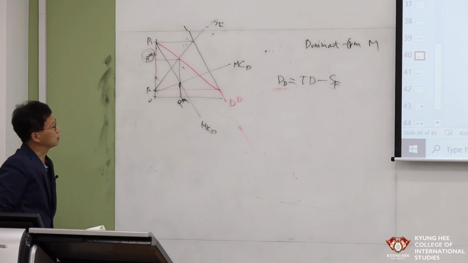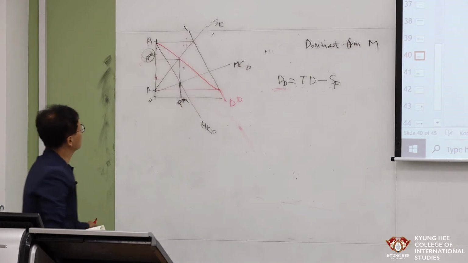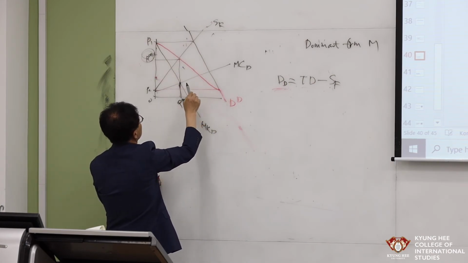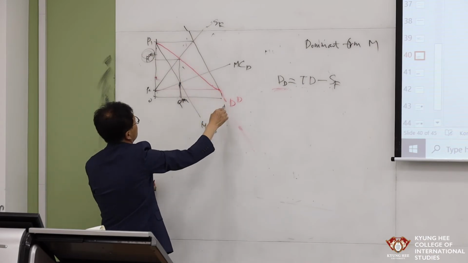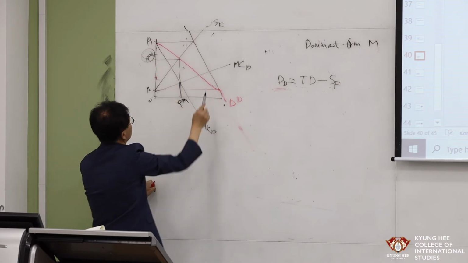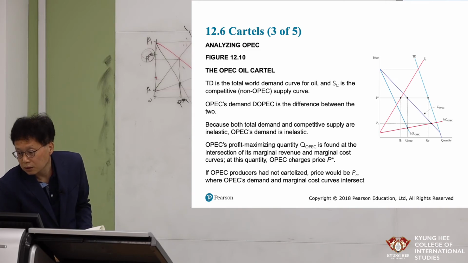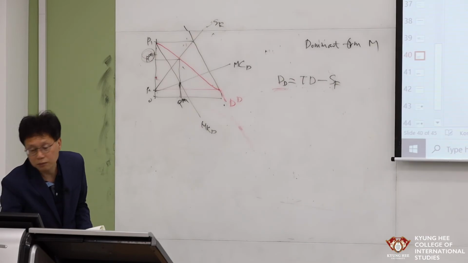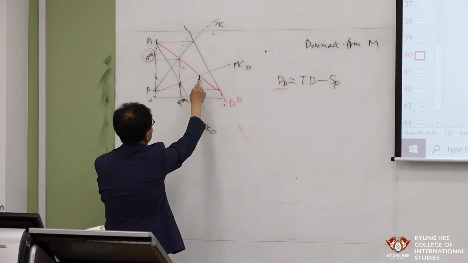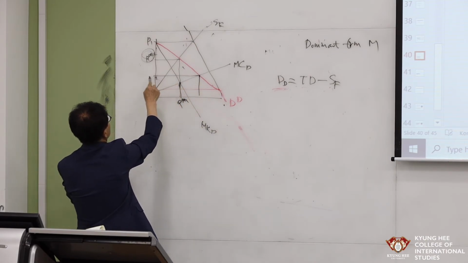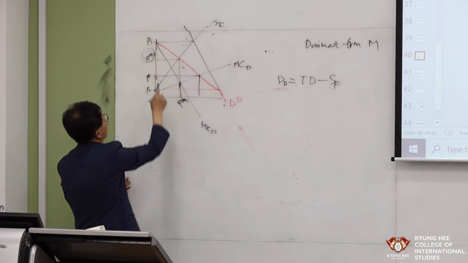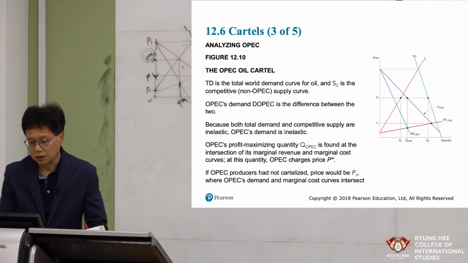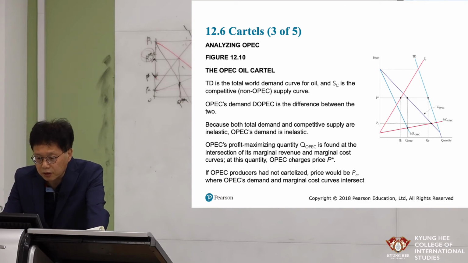The price is very expensive. Competitive price is where demand is equal to marginal cost. Where is PC? Demand is equal to marginal cost, so this one. The price is this one, that is P star. The gap between the two is a higher price, and that is OPEC. That is explained in figure 12.10.